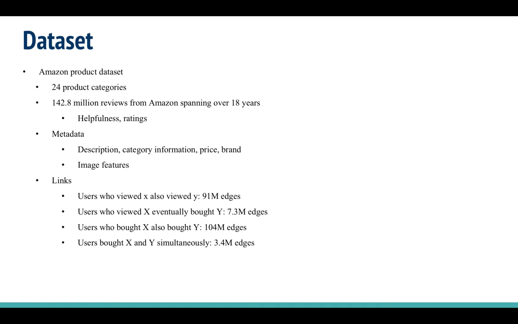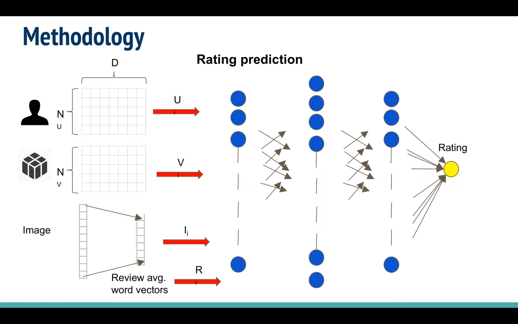So the data set is actually really rich and really large, and we also have co-purchasing information and things like users who viewed this product also viewed this product, users who bought this product also bought this product, and so on.